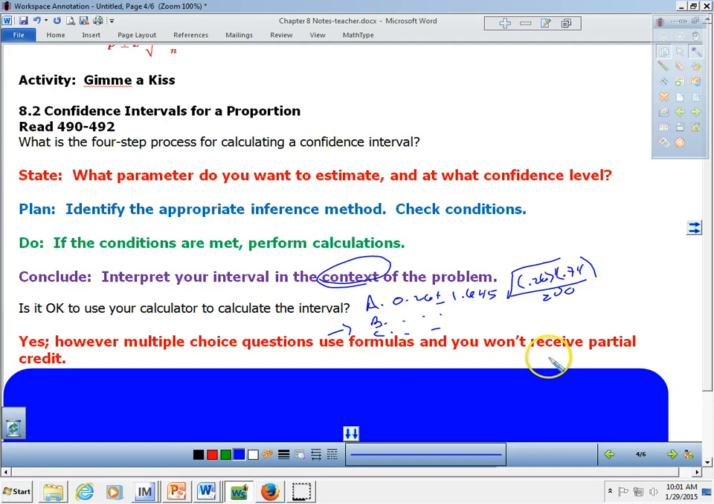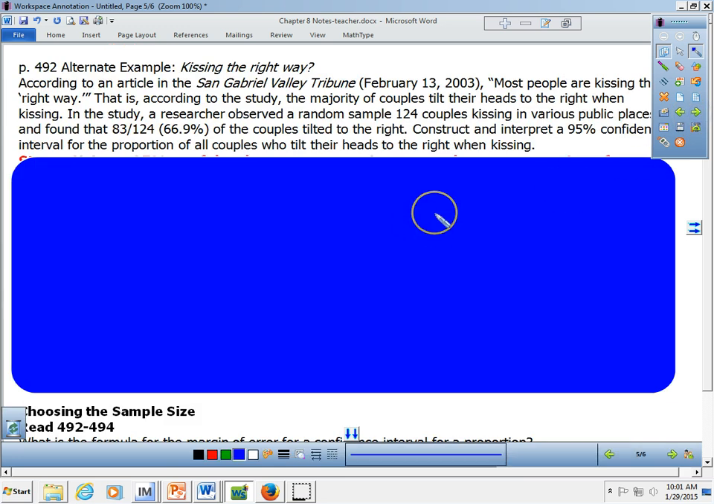The other issue you run into, we talked about before: if you just use your calculator and you don't show any other work, you won't receive partial credit on the AP exam. For that reason, I want to see the formula on all of your work in here. On tests in here, I want to see the formula. You are graded partially on showing your work, and that's just because I'm trying to get you to learn it. So make sure that you show the formula. But you can still use your calculator to come up with your actual interval. Okay? All right, let's take a look at an example.